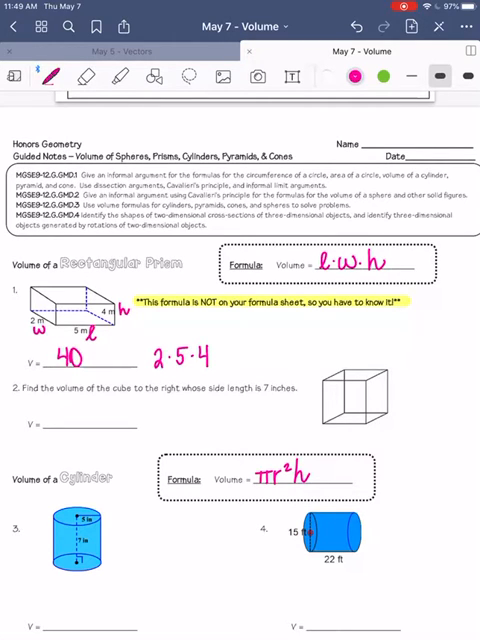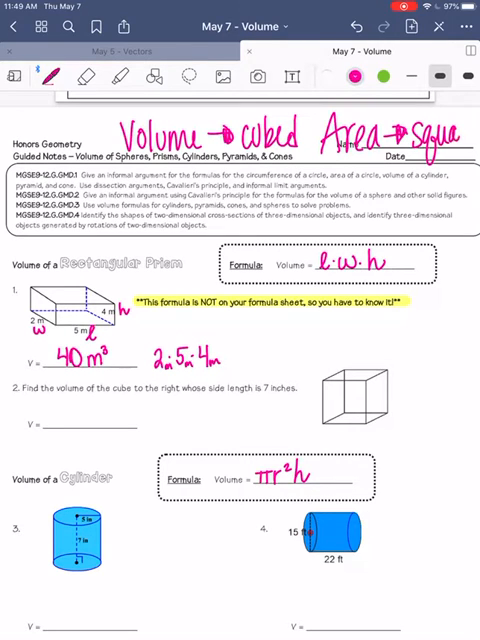Now, we have meters, meters, meters. So it's a meter times a meter times a meter. How many meters is that? That's 3, right? So that's meters cubed. Whenever you're doing volume, you're going to be cubed. And if you remember, area was squared units. All right, that's as easy as it is.